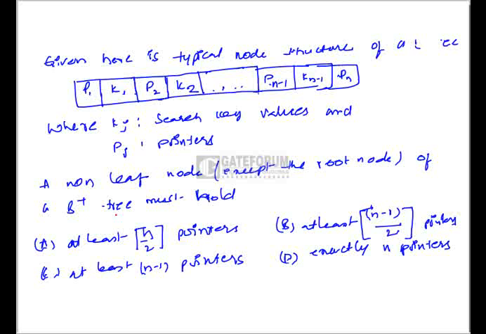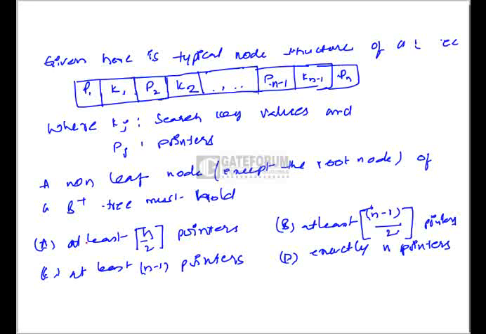Question. Node structure of a B plus tree is given. And the question is, a non-leaf node except the root node of a B plus tree must hold what? Here 4 options are given, and we have to choose the correct option. In a B plus tree, all the non-leaf nodes must hold at least ceiling of n by 2 pointers, where n is the order of the tree.